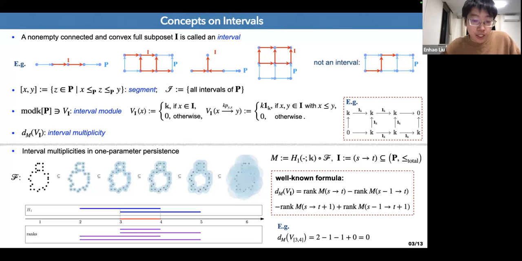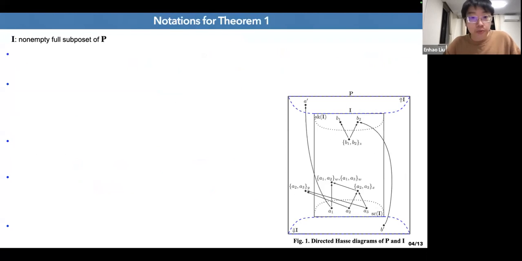For example, in this case, if you look at the red interval [3, 4], the interval multiplicity is 0. But the rank over [3, 4] is 2. Later I will revisit this fact, because our formula actually generalizes this well-known result.